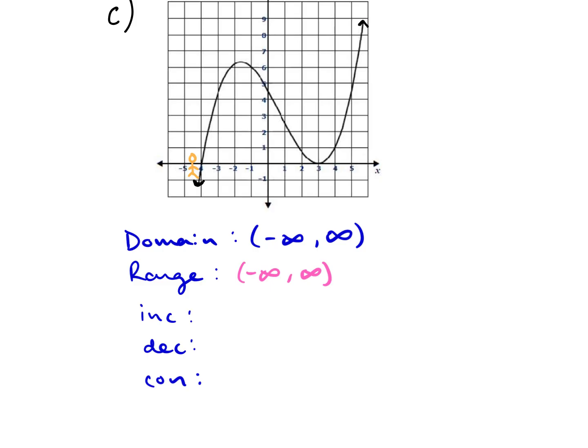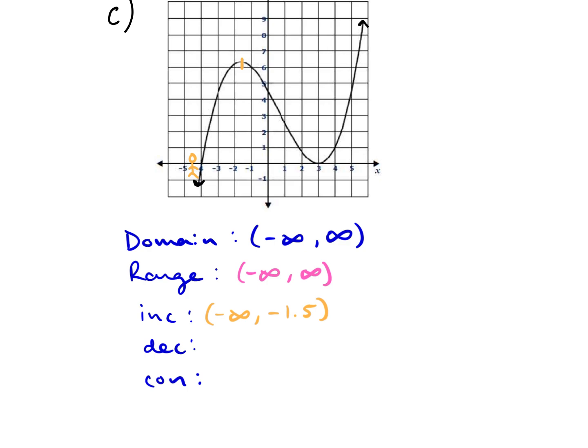So remember, we're looking at the x value. So this is the left side of my graph. So I'm starting at negative infinity. We're increasing till about here, which we could say is negative 1.5. It's not really on a number exactly, but remember, x values. So we are increasing from negative infinity to negative 1.5. The quiz will be more clear with the numbers.